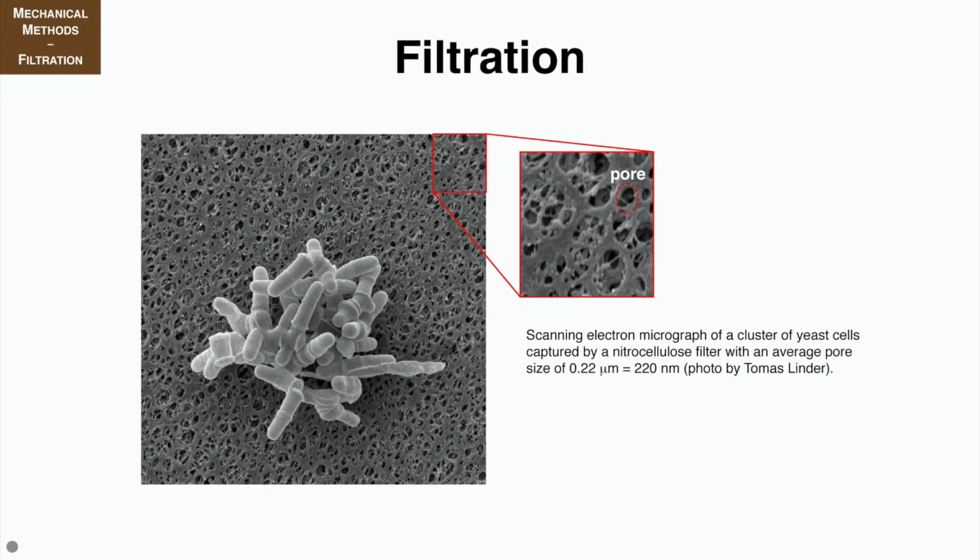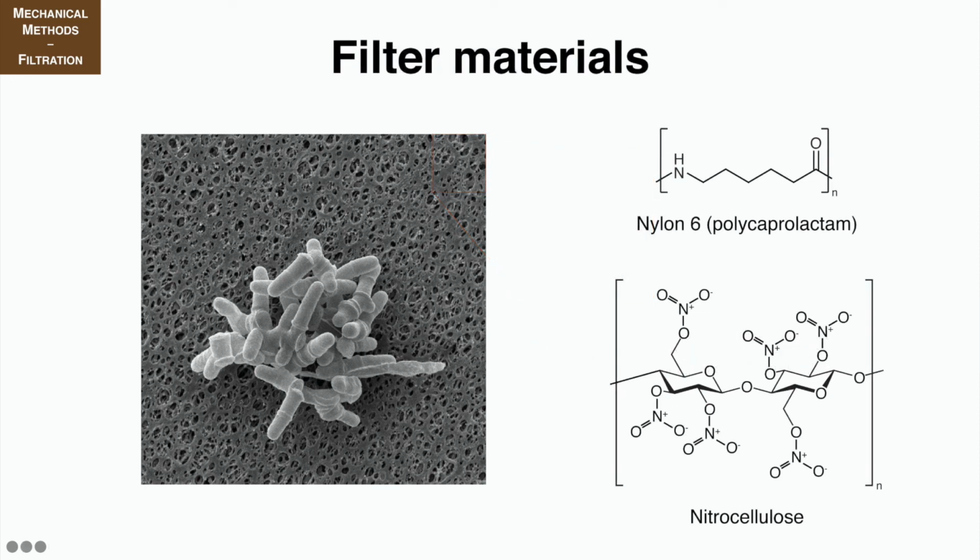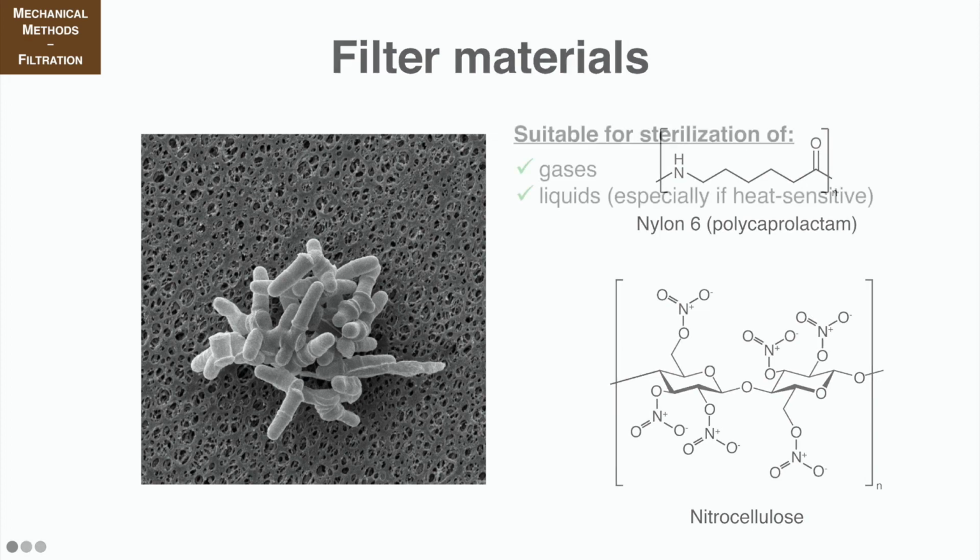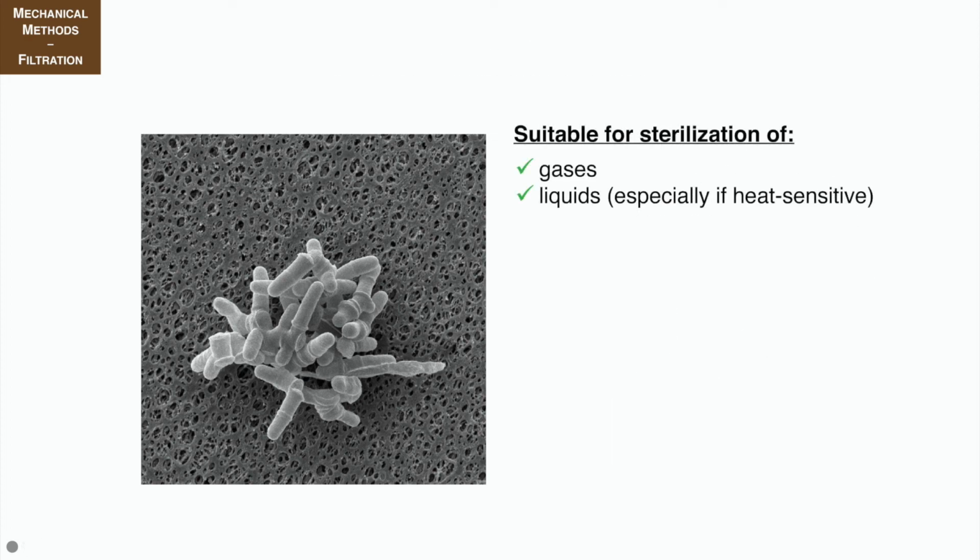Filtration is a mechanical method of eliminating microorganisms by passing the media through a perforated barrier, the filter itself, which excludes particles exceeding a certain size. Most filters used for sterilization consist of polymeric materials that form a mesh-like structure. Common filter materials include nylon, nitrocellulose, and glass fiber. Filtration is suited for the sterilization of gases and liquids.